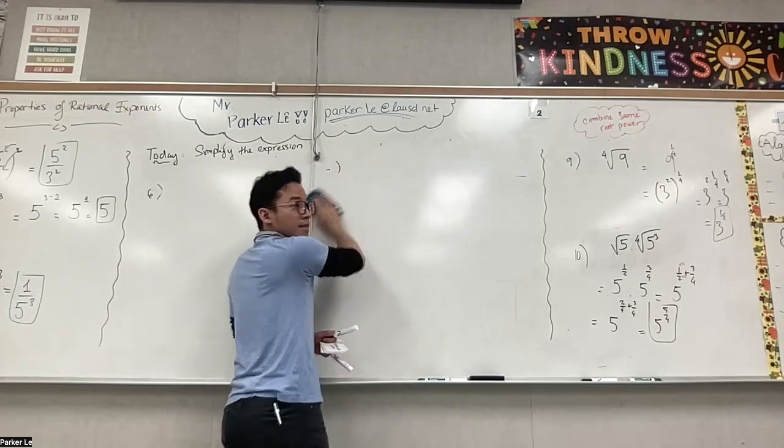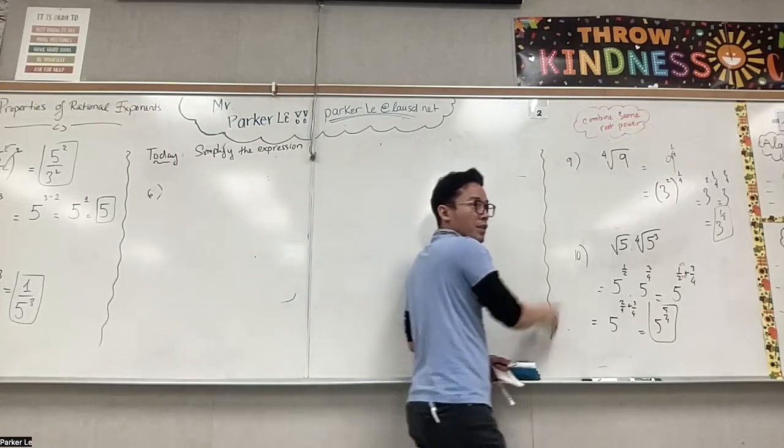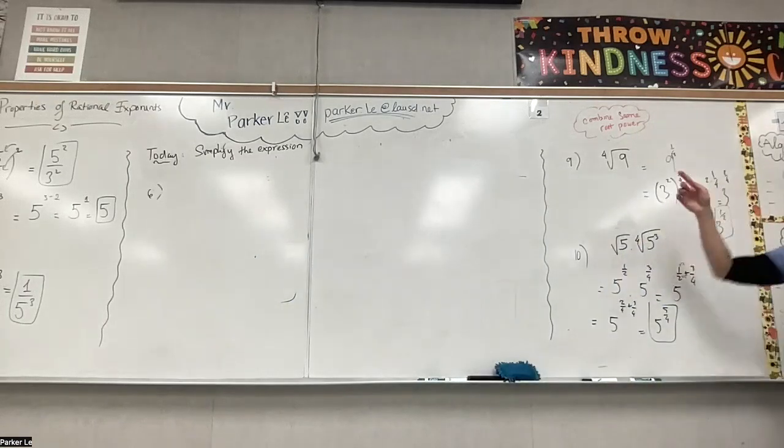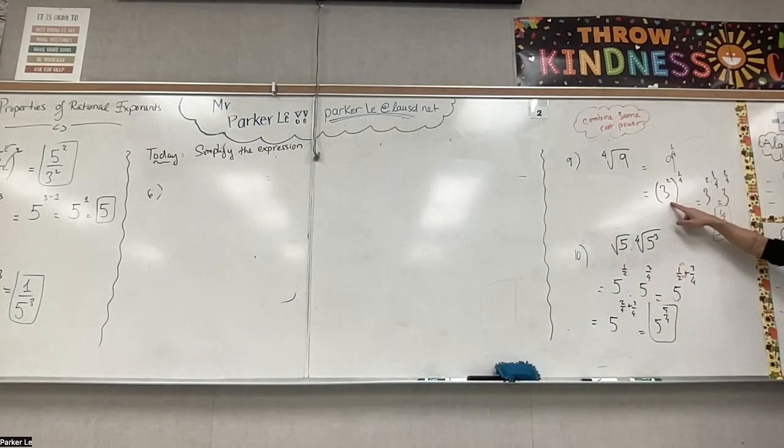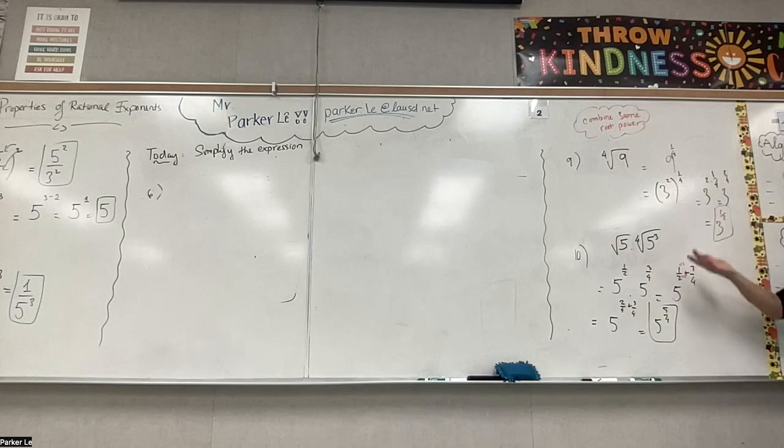Number 9. You want the number 9? Yeah. So 9, I convert 9 to 3 squared. You got 3 squared is 9, right? So convert 9 to 3 squared.